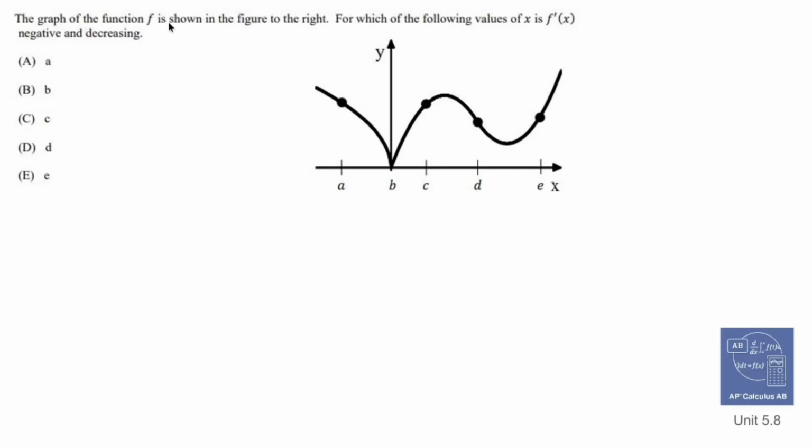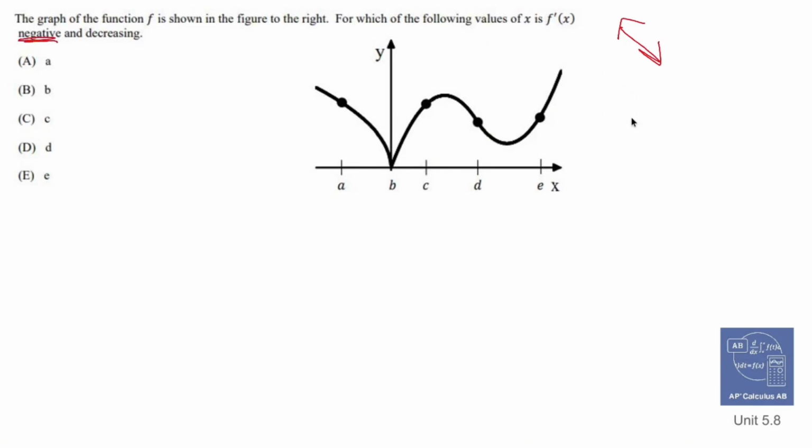The graph of the function f is shown in the figure to the right. For which of the following values of x is f prime of x negative and decreasing? So if f prime of x is negative, that means it is going down and to the right. It has a negative slope. So this part means negative slope.